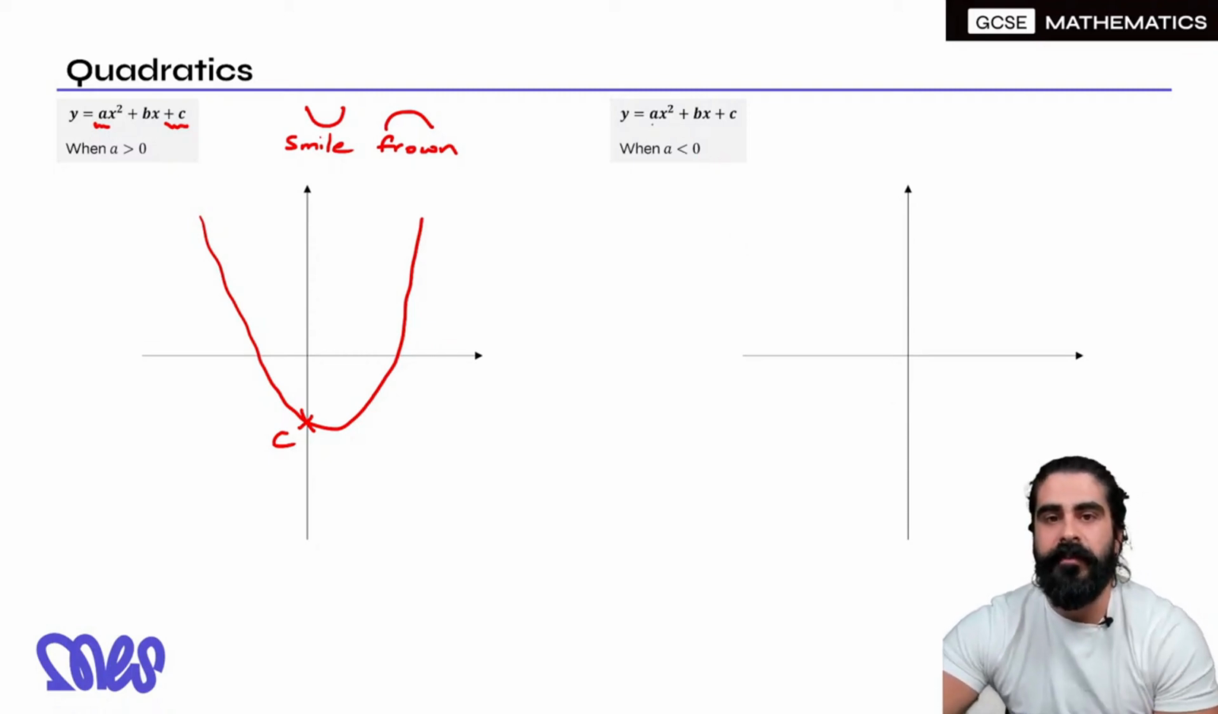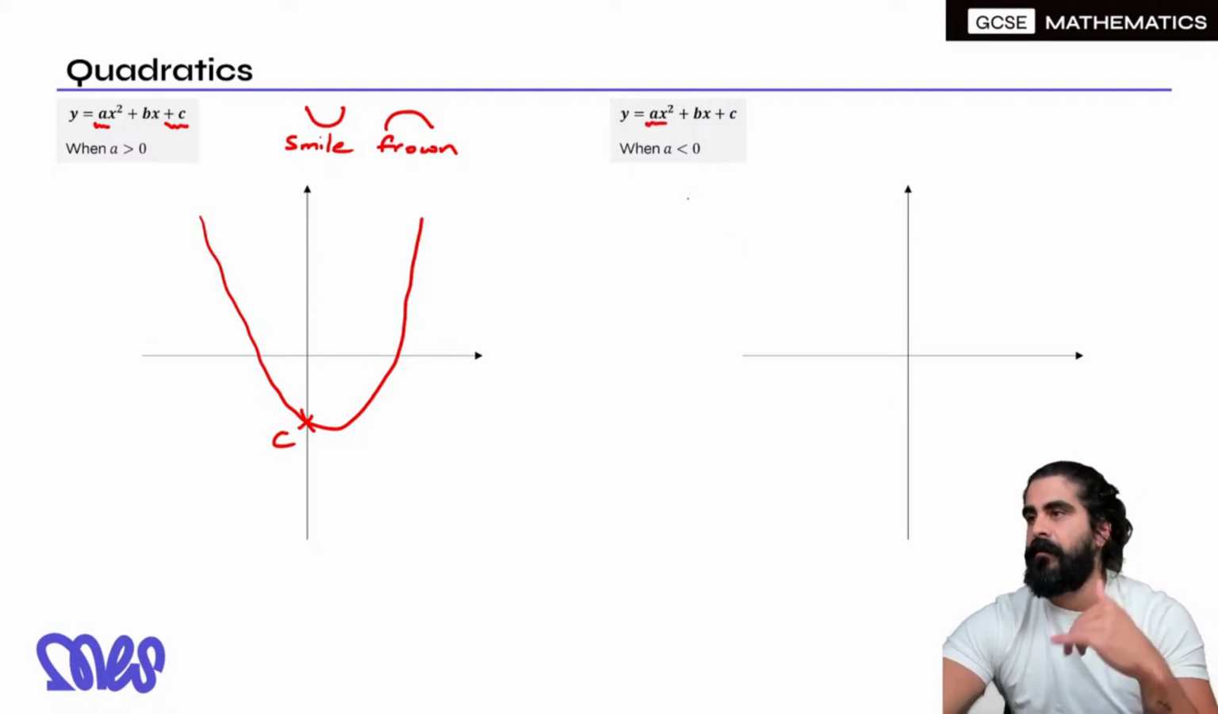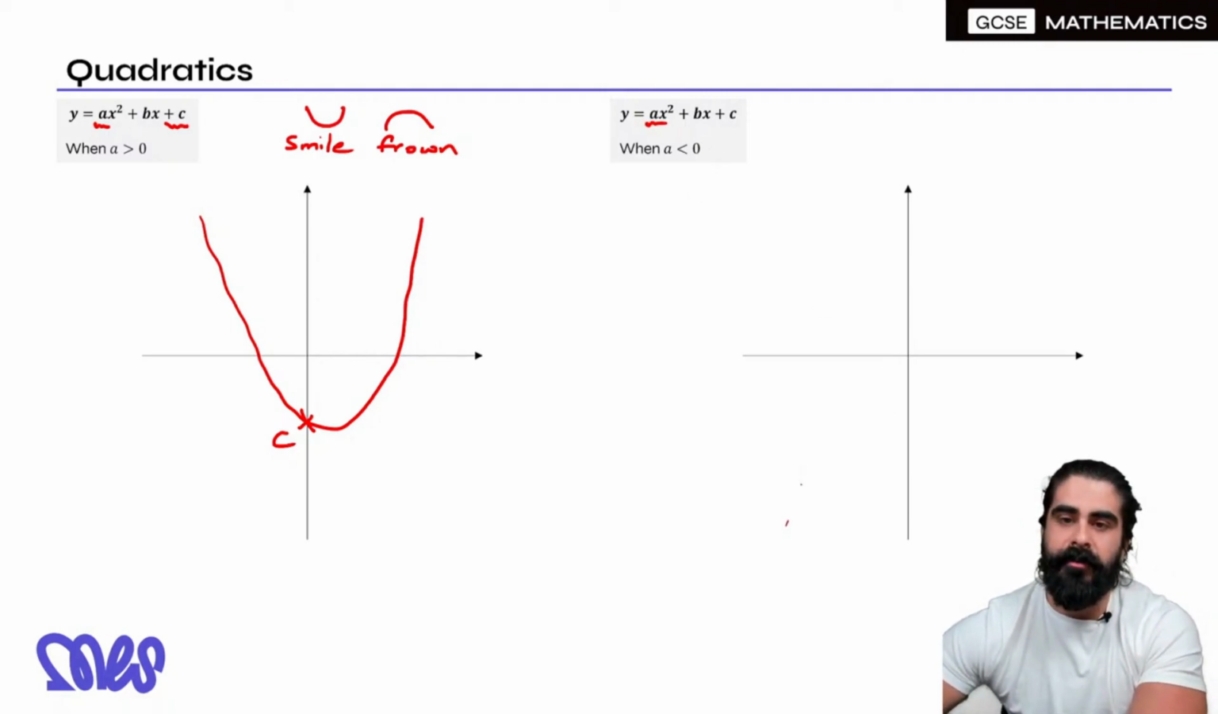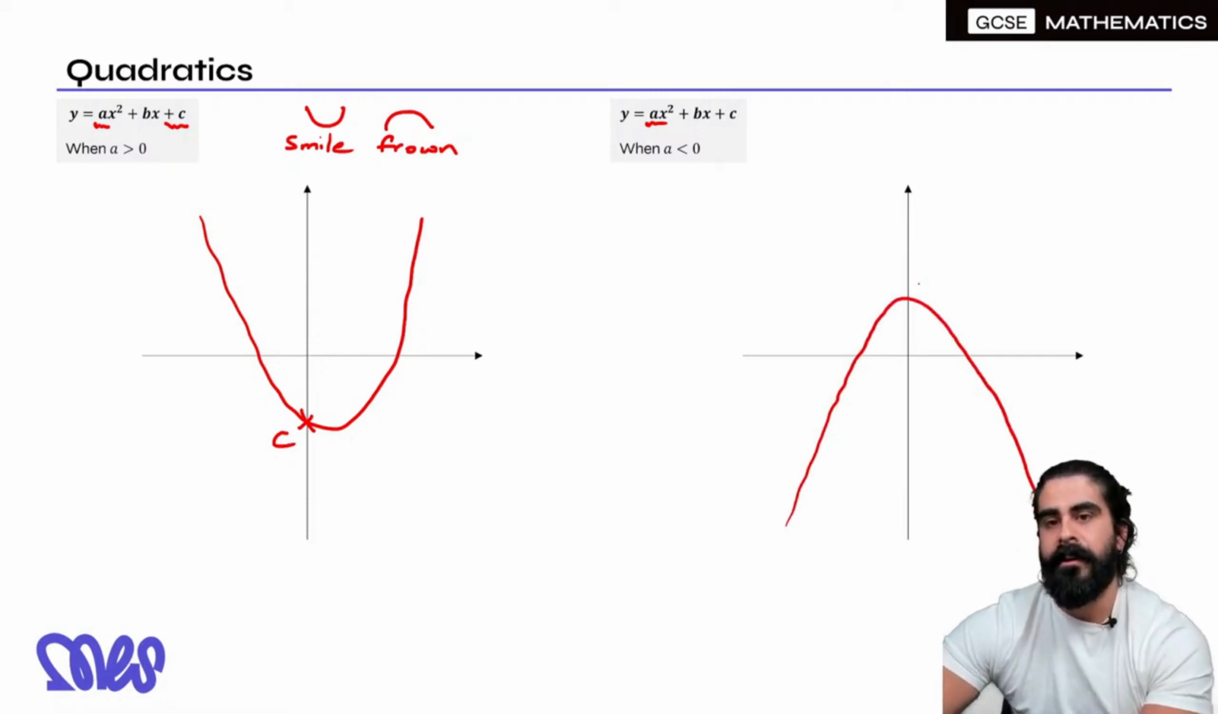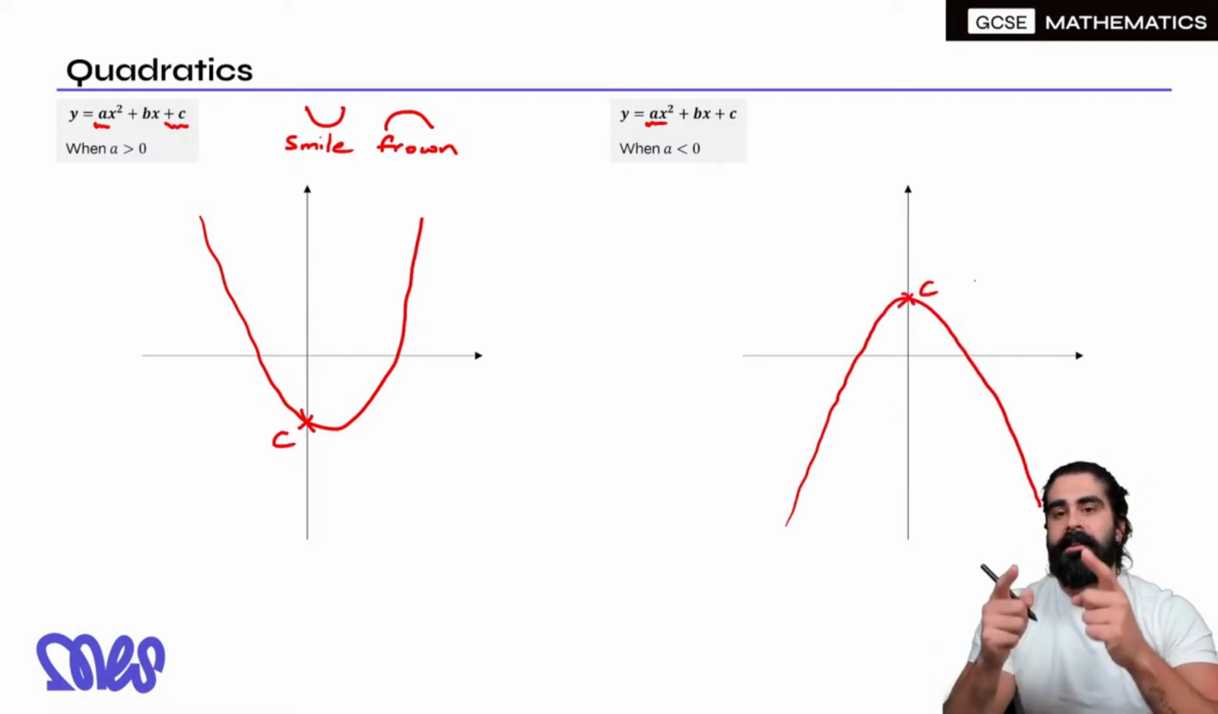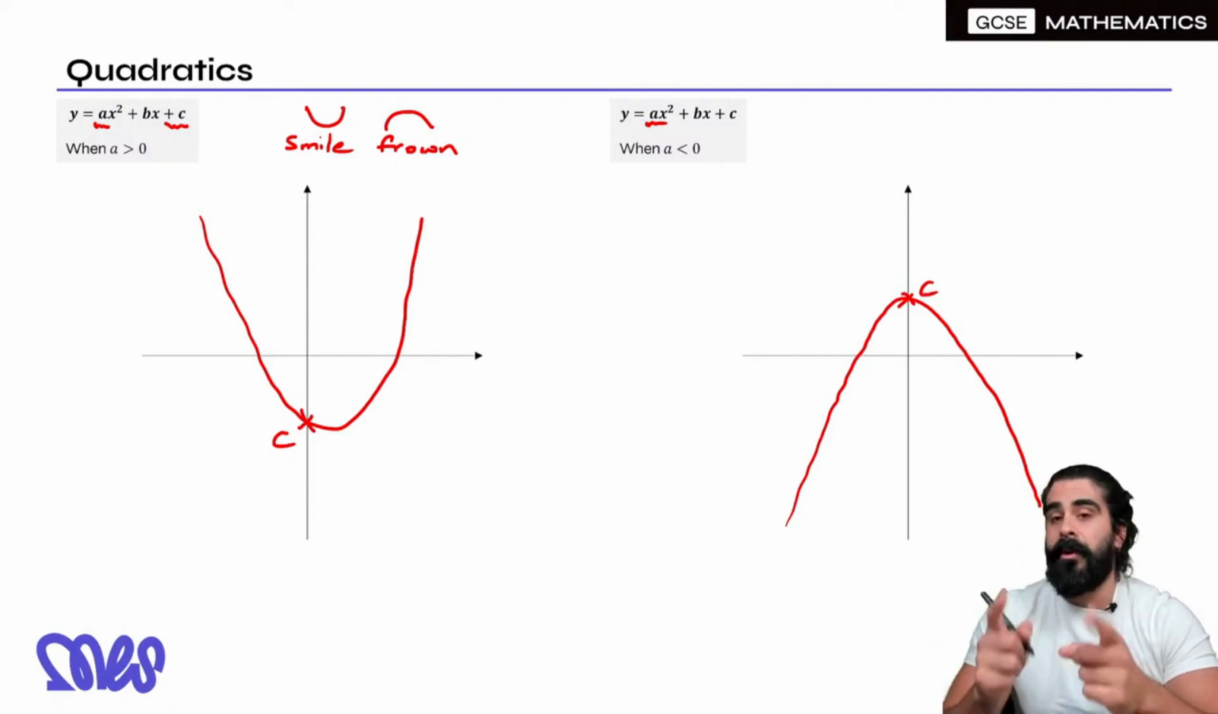The next one is if a is negative. If the coefficient of x squared is negative, then it will be that frown. So it looks more like this, and it would cross here again at c. But in that case, c would be positive.